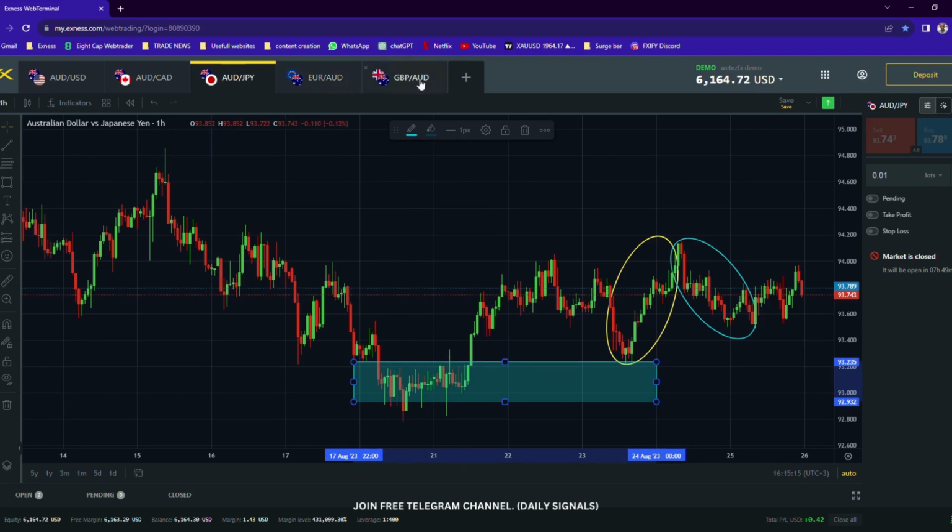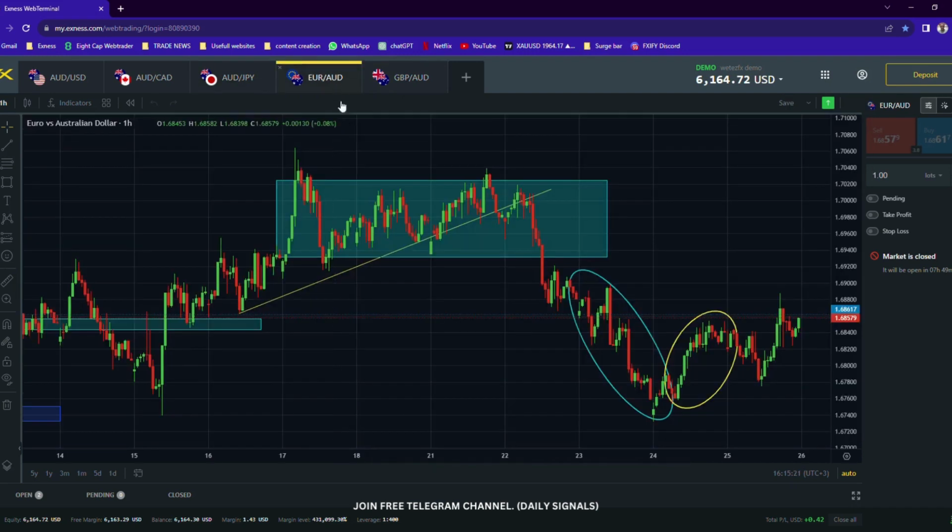The last two pairs here, they have AUD, the Australian dollar, as the quote currency. Which means in this Euro AUD, you will need 1.7 Australian dollars to buy 1 euro, or 1.685 as of right now. So let's look at how this works.